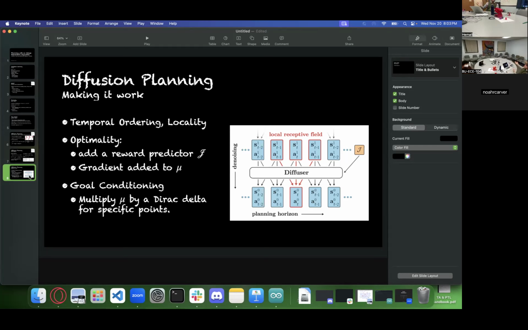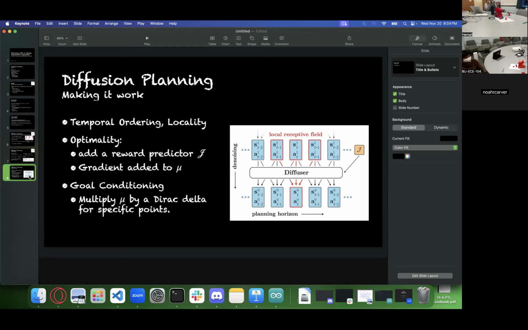Or not even predict the reward of a trajectory. And then take the gradient of that and then add that to our mean. And since we're adding that gradient to our mean, each diffusion step becomes its own little gradient descent step as it's pushed closer and closer to an optimal trajectory, based off of our prediction of the reward.